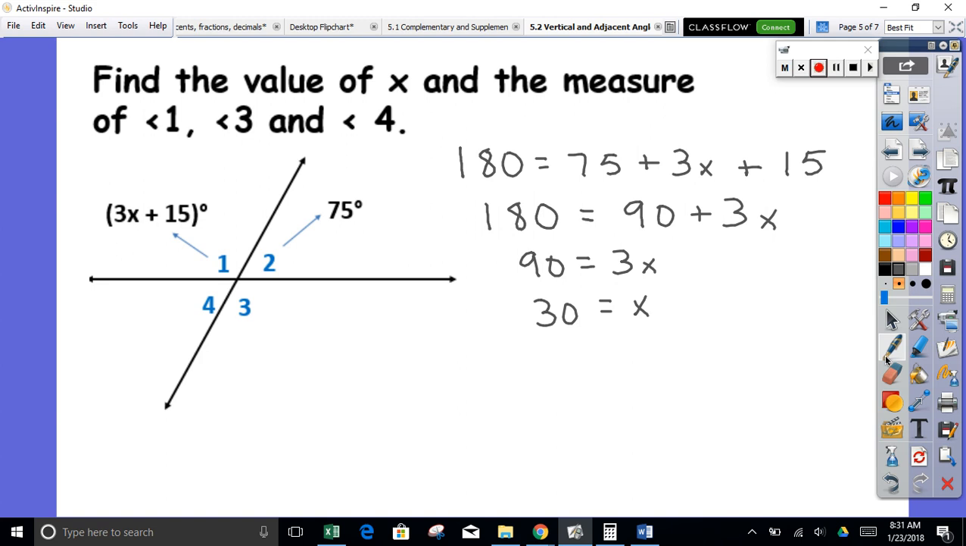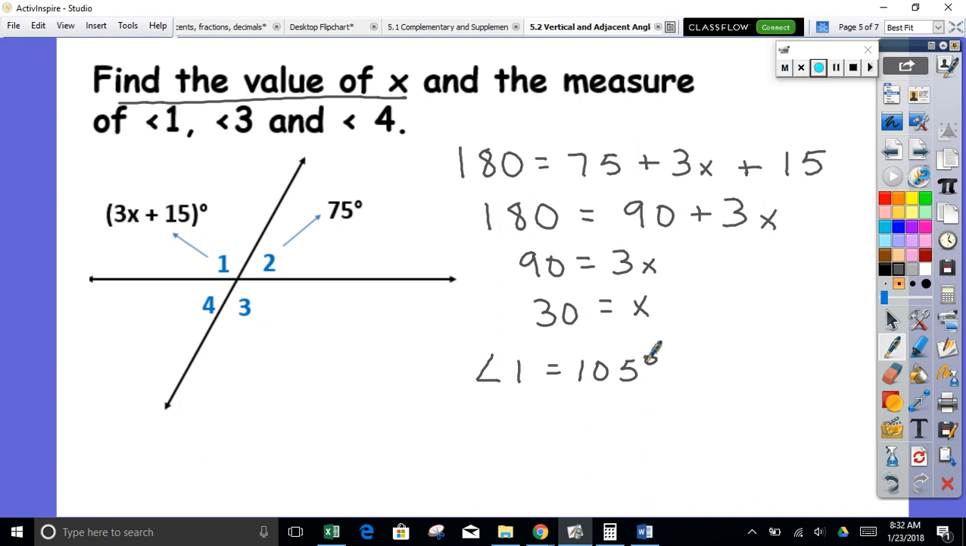It asks us to find the value of x, so we found that. X is 30. Also the measure of angle 1. What would the measure of angle 1 be? Pat? It would be 105. 105, good. Tell me how you got 105. Well, I did 180 minus 75. Okay, and that's one way you can do it. You don't even need the 3x plus 15 because angle 1 forms a supplementary angle pair with angle 2, so you can just subtract 75 from 180.